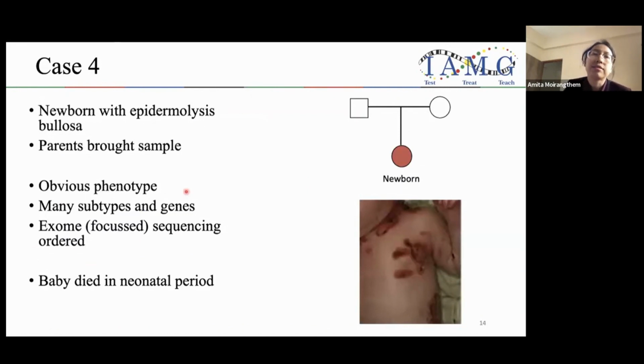Then we have such cases where the reanalysis or the review of the reports actually changed the whole clinical picture. So this was a newborn with epidermolysis bullosa where the parents had brought the sample. The baby was admitted in the NICU at that time, and the pictures and the history were suggestive of epidermolysis bullosa. So epidermolysis bullosa is a very clear phenotype. However, it is genetically heterogeneous, where many genes cause the same phenotype, and therefore an exome sequencing was ordered in the form of a clinical exome, and meanwhile the baby died because of complications.